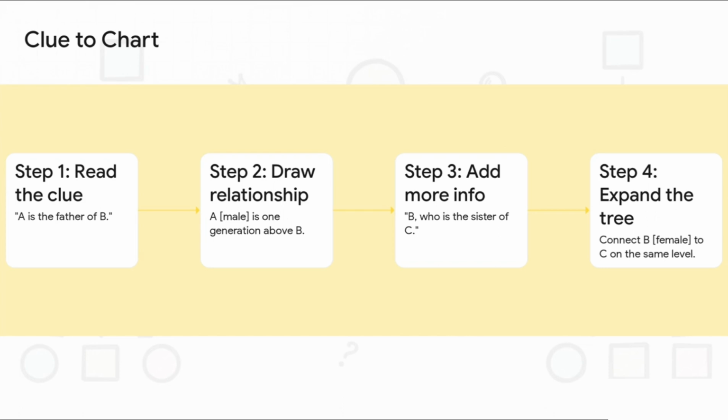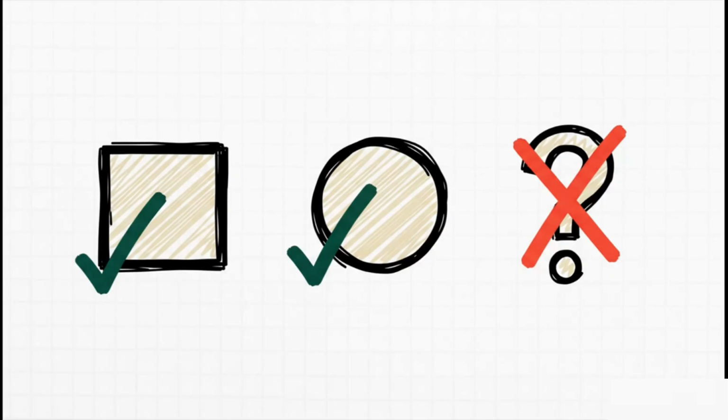Then, we get more info. B, who is the sister of C. Awesome. Now we know B is a female, so she gets a circle, and we connect her to her sibling C on the same level. Now this is super important. See how C doesn't have a shape yet? That's on purpose. The problem hasn't told us C's gender, so we absolutely cannot assume anything just from the name. This is a classic trap, so don't fall for it.